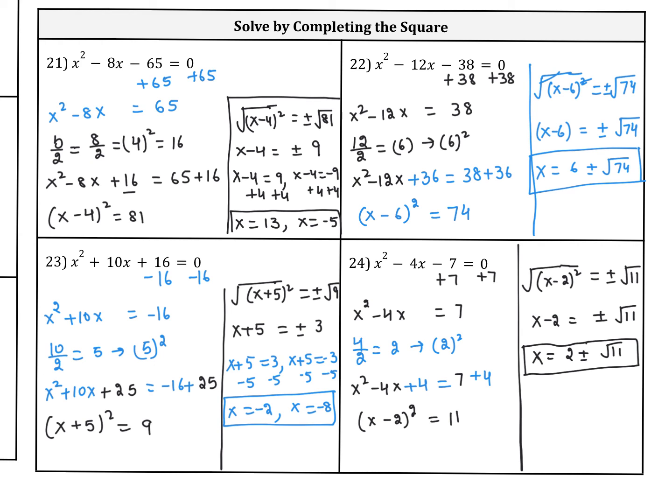For number 24, you add 7 on both sides, and then you get b over 2, that's 2. Square it and add on both sides. So you're going to add 2 squared, that is 4, on both sides. This becomes a binomial square. On the other side you got 11. Take the square root on both sides. You get x minus 2 equals plus or minus square root 11. Add 2 on both sides. Your answer is 2 plus or minus square root 11.